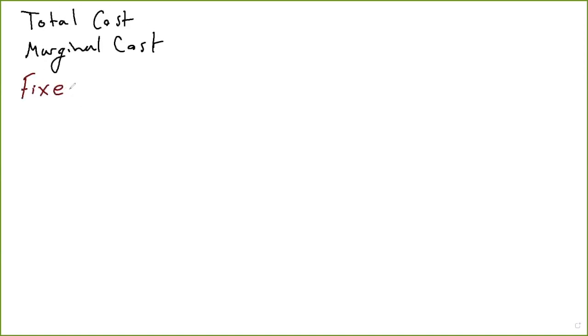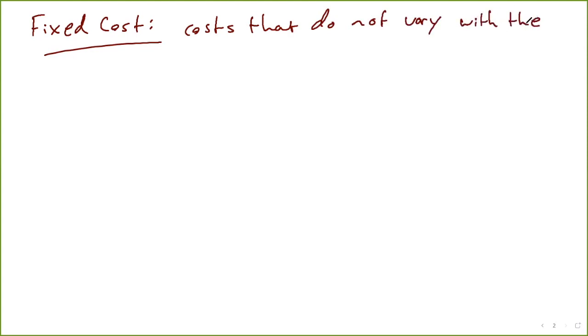So we're picking up where we left off in the last video. We talked about total cost and marginal cost. And now we need to talk about fixed versus variable cost. Fixed costs are just costs that don't vary with the quantity of the output produced.